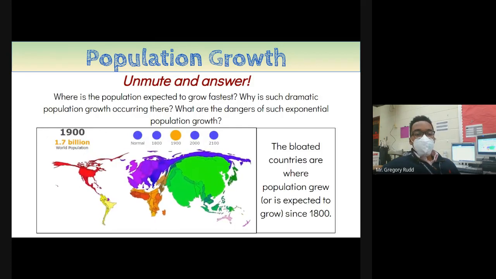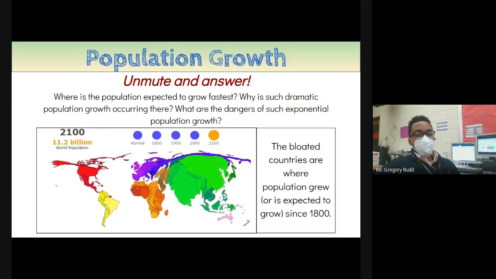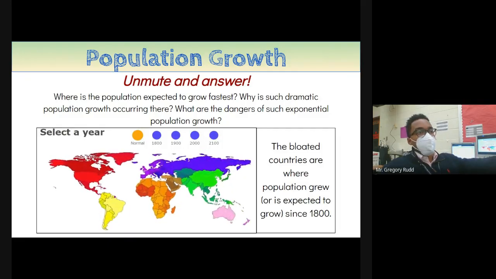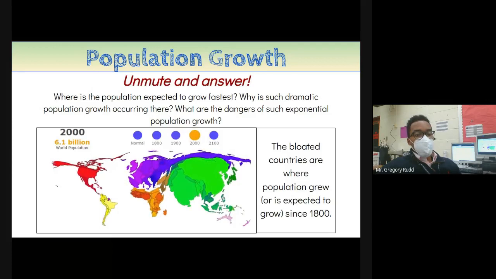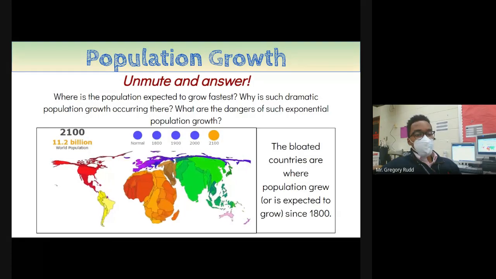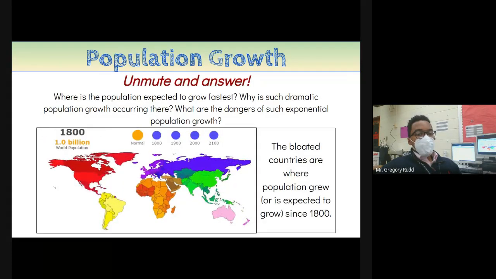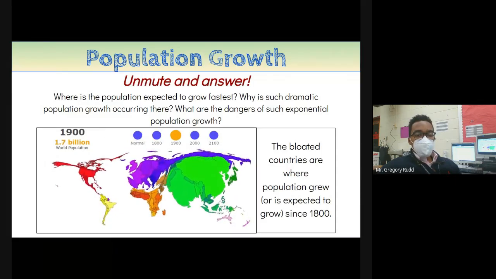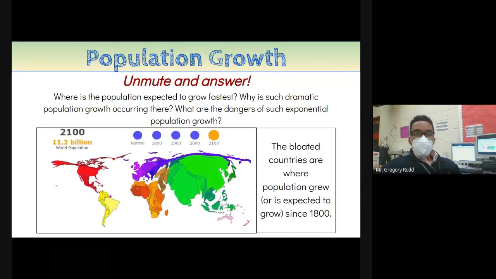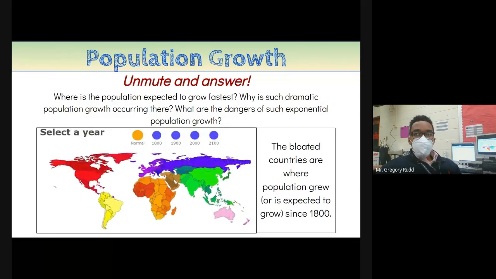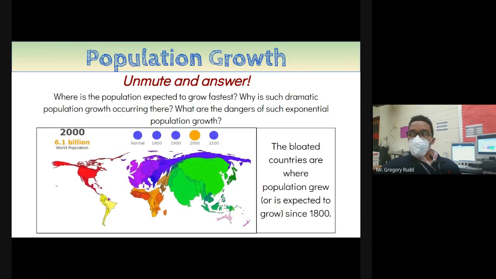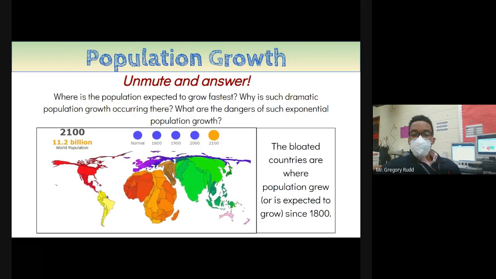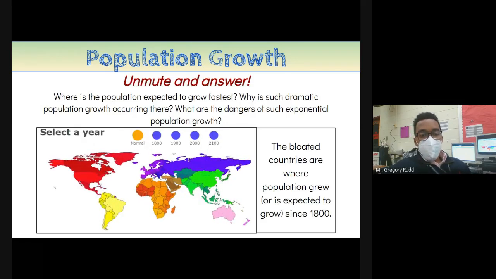But let's look at that very last circle, the 2100. Where do we see growth happening there? In the very last portion of this animation, which country or which color is the biggest then? Thank you, Abraham. Yes, this is Africa.